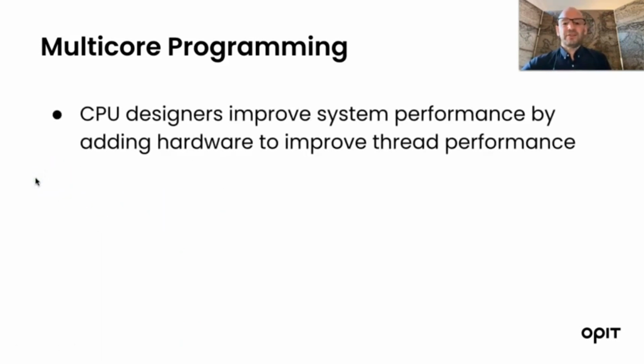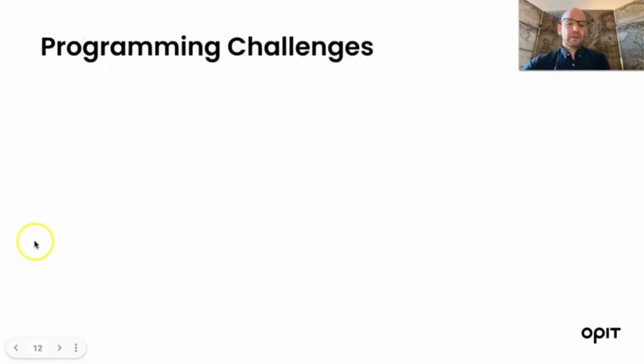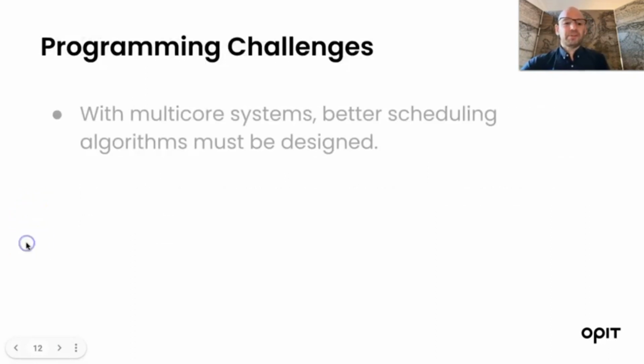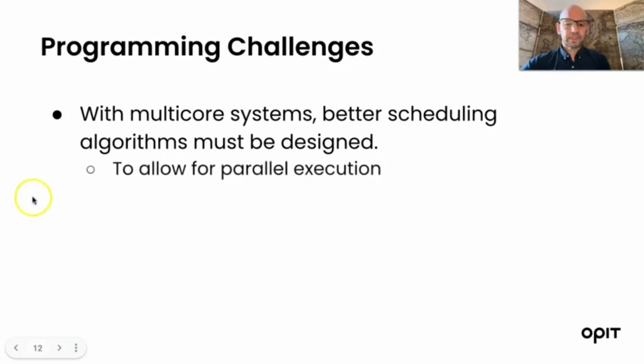So CPU designers improve system performance by adding hardware to improve thread performance, right? Multiple threads can be loaded into the core for fast switching. Some of the programming challenges around this though. With multi-core systems, better scheduling algorithms must be designed to allow for this truly parallel execution, which we saw in the previous diagram, where T1 and T2, thread 1 and thread 2, were operating in parallel.